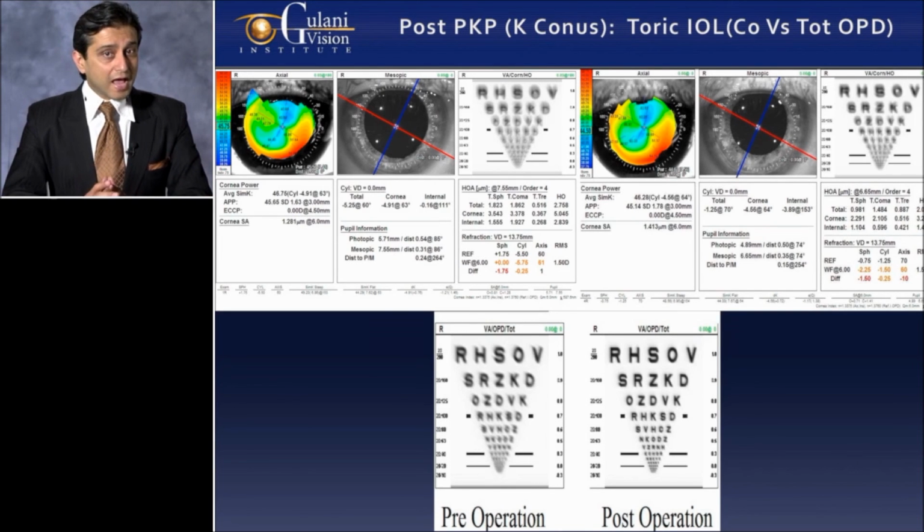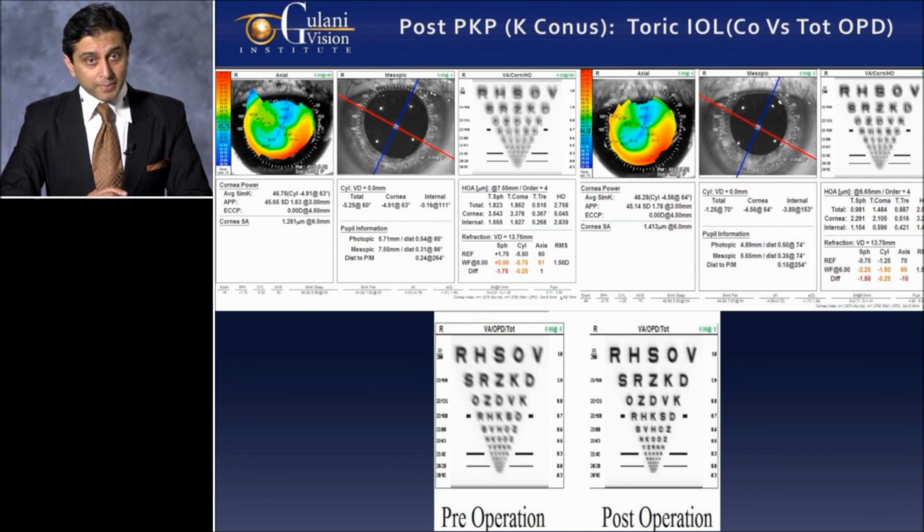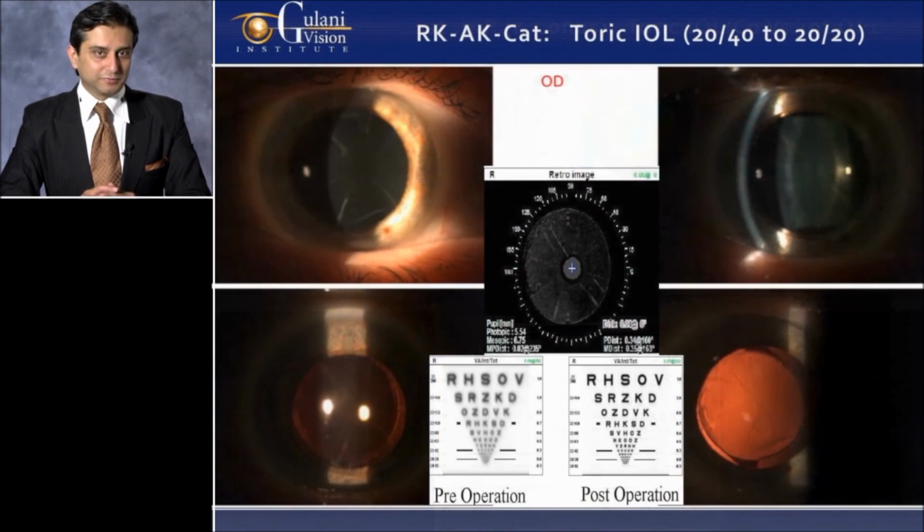So if this patient was not happy because I saw that the cornea had irregularity from his transplant, I would have done a laser surface ablation on this cornea to further improve his visual quality, again guided by how much of that is affecting the patient in his vision.